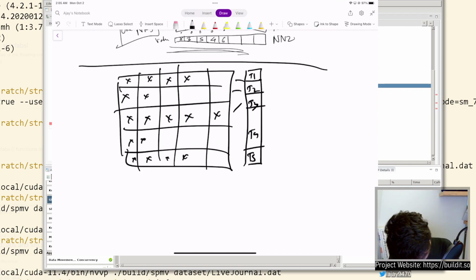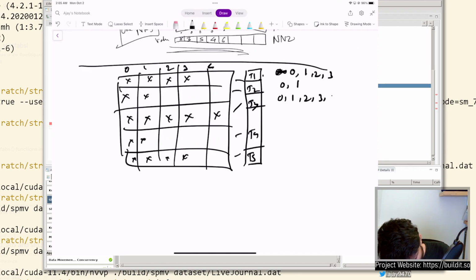Now imagine what is happening. How are they accessing the memory? T1 accesses column 0, or like the address 0, then address 1, then 2, then 3. T2 accesses 0, 1, T3 accesses 0, 1, 2, 3, 4, then 0, 1, 0, 1, 2, 3. In this order, like this is time.